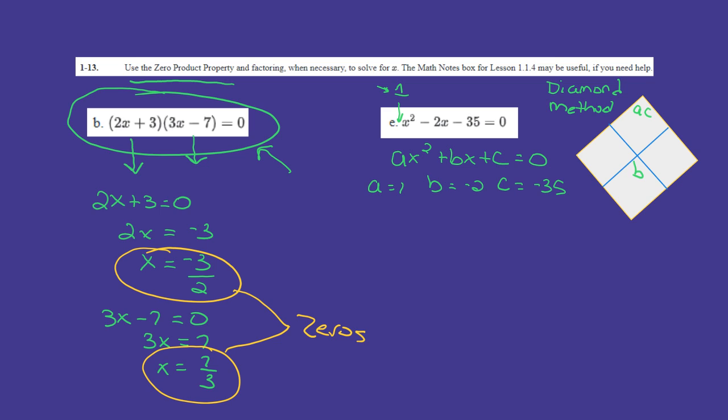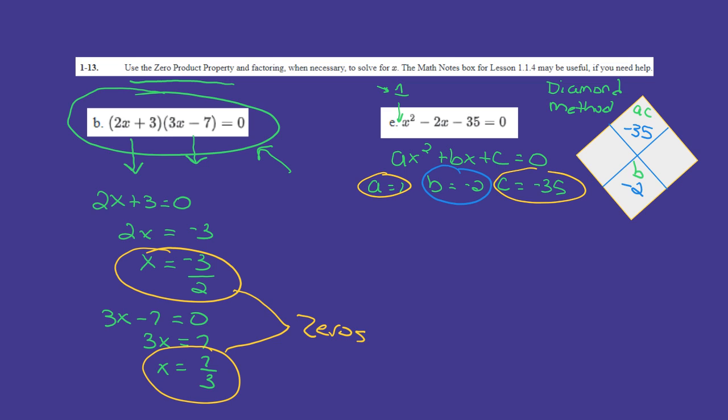So my A times C in this instance, if I'm looking at my A and my C, that's going to be a -35. So I'm going to go ahead and write -35 in here. My B is a -2, which you see right here. So I'm going to put -2. So what I have to do is come up with 2 numbers that multiply to -35 and add up to -2. Again, 2 numbers that multiply to -35 and add up to -2.